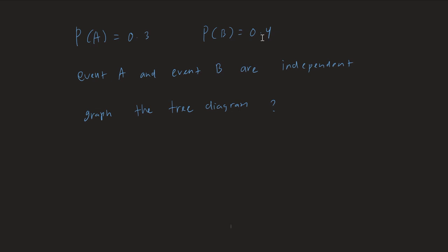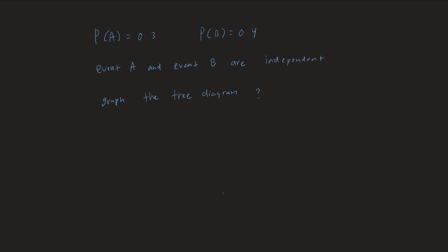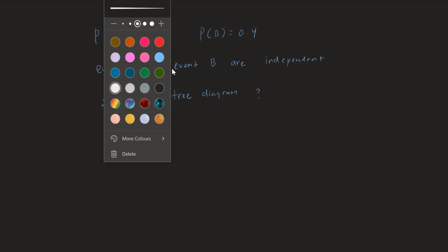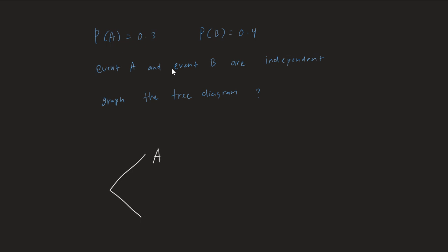We know probability of A is 0.3, probability of B is 0.4. Event A and event B are independent. How do we draw the tree diagram? It will be like this. This is A, this is A prime. So A is 0.3, A prime is 0.7, because we know probability of A plus probability of A prime will be 1. Agree? So probability of A plus probability of A prime is equal to 1. Yes, that's correct.